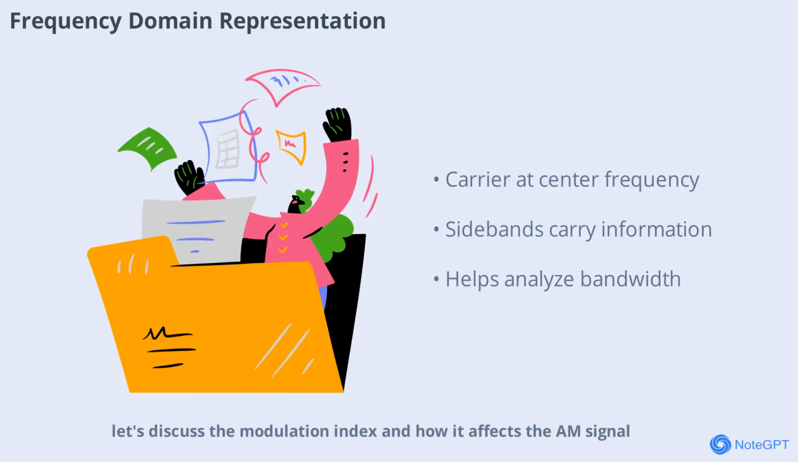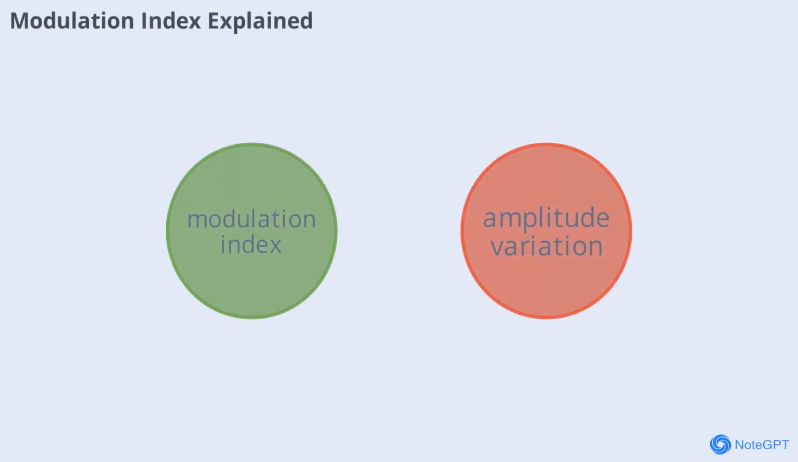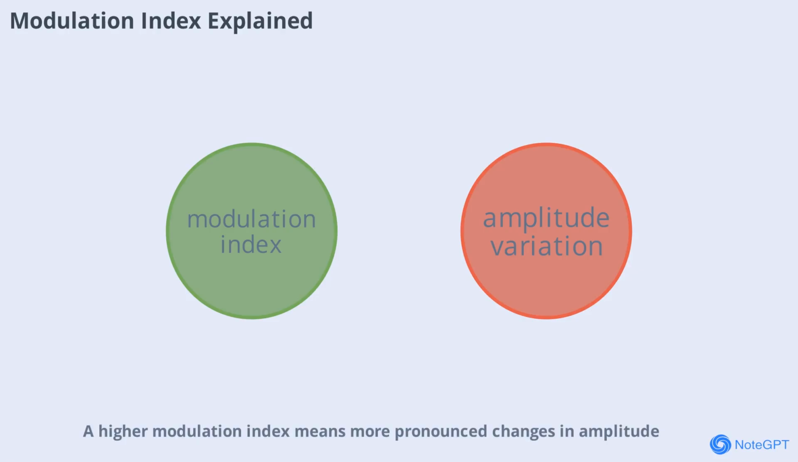Now let's discuss the modulation index and how it affects the AM signal. Modulation index is a key parameter in AM. It measures how much the amplitude of the carrier wave varies in response to the message signal. A higher modulation index means more pronounced changes in amplitude, which can improve signal clarity but also risk distortion if it gets too high. Conversely, a low modulation index may result in a weak or unclear signal. Finding the right balance is crucial for effective communication.